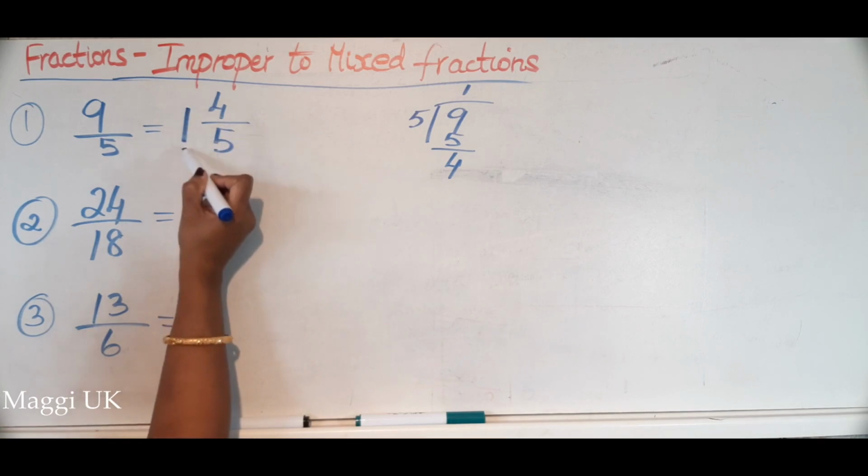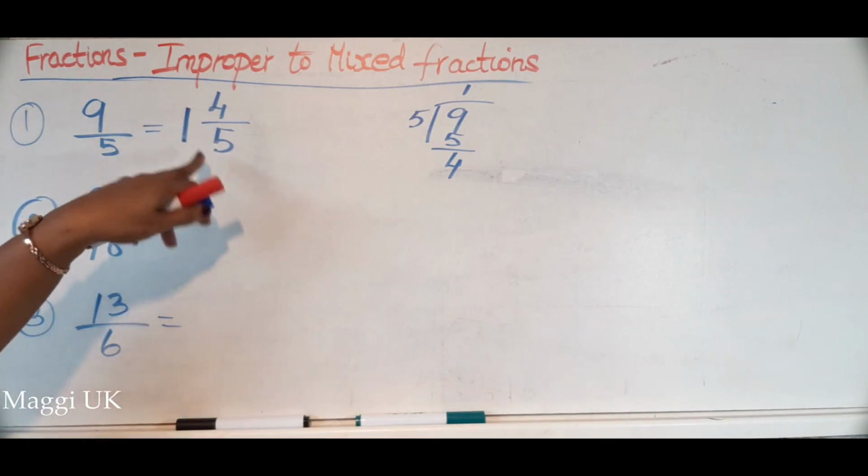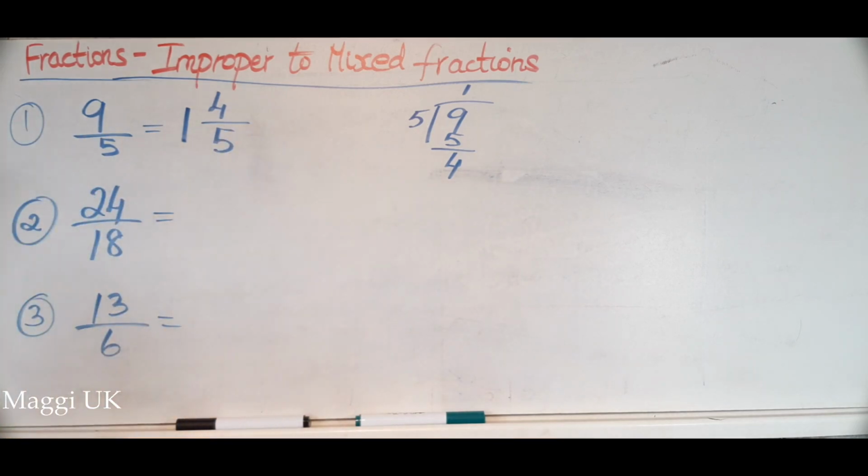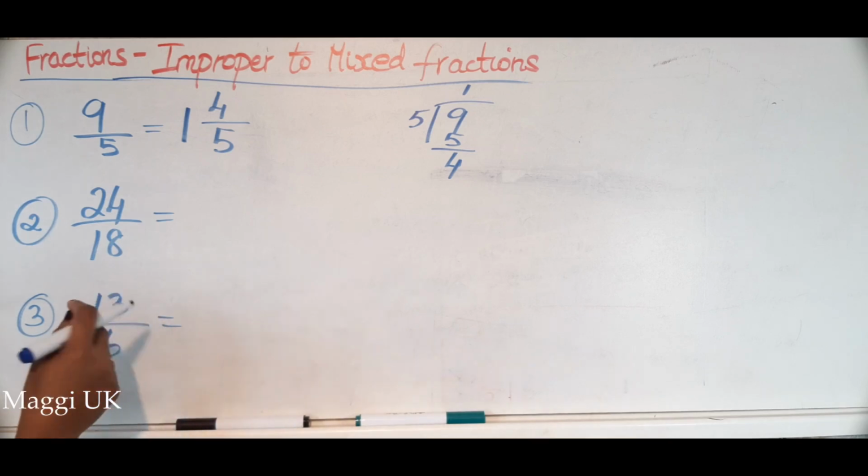So if you see here, this should be a bigger number, and then in between you should write your remainder and your bottom number. Oh, okay, Miss. Thank you. Okay, so now I'm going to do the next one, which is a bigger number now, the same way.